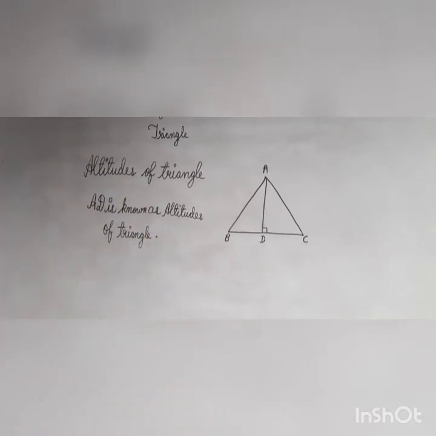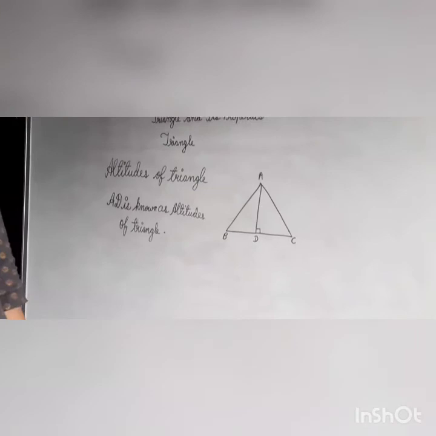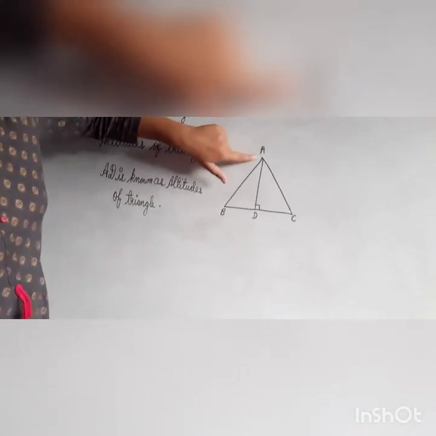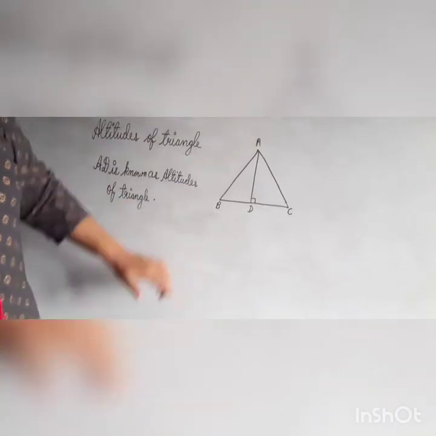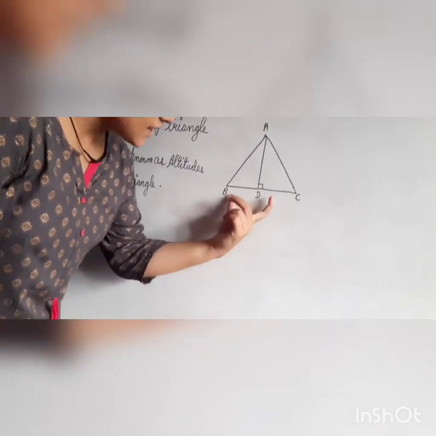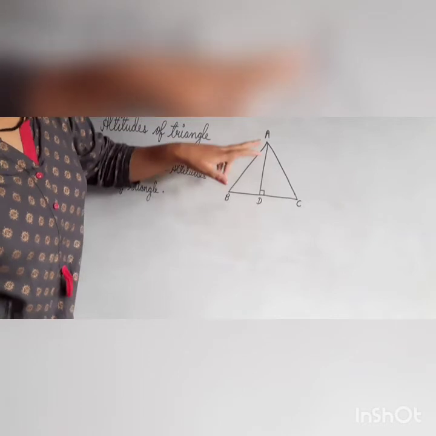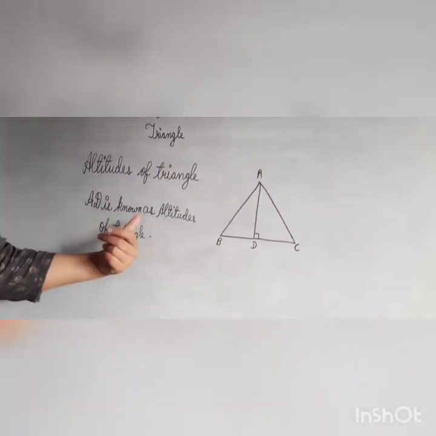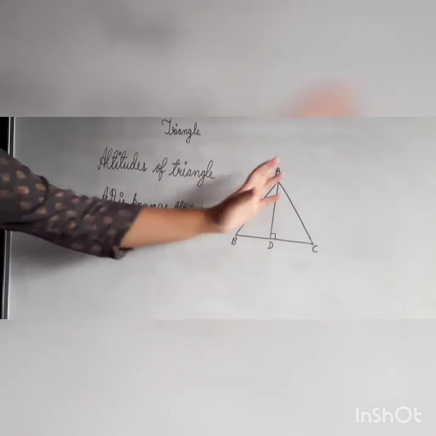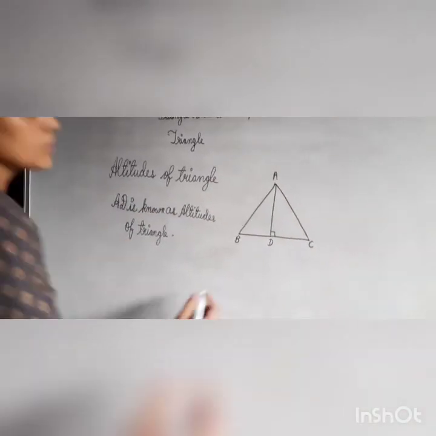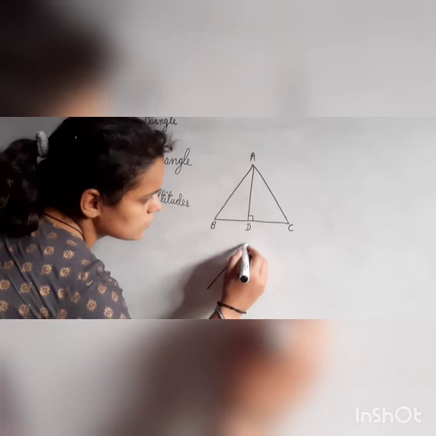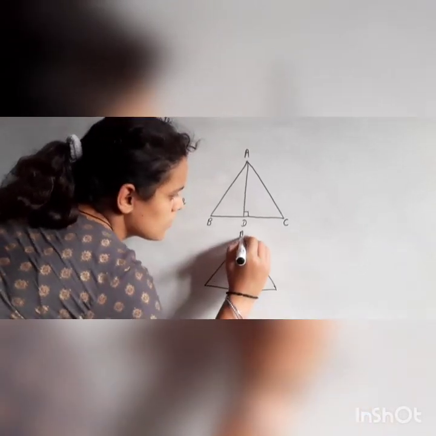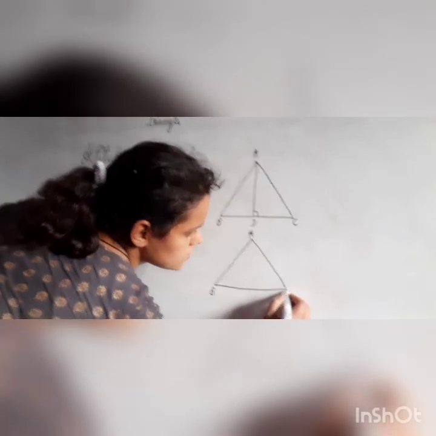Okay class, an altitude has one end point at the vertex of the triangle and the other at the line segment opposite to the vertex. Okay, we can make an altitude on AB also and AC also. Triangle ABC.